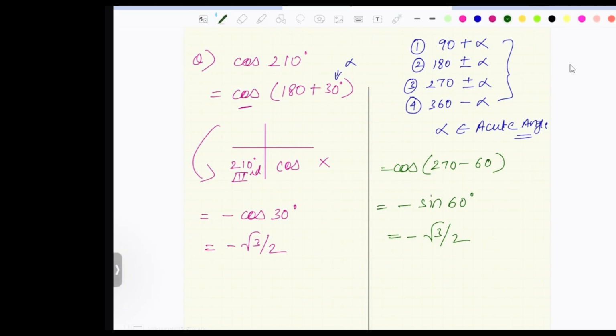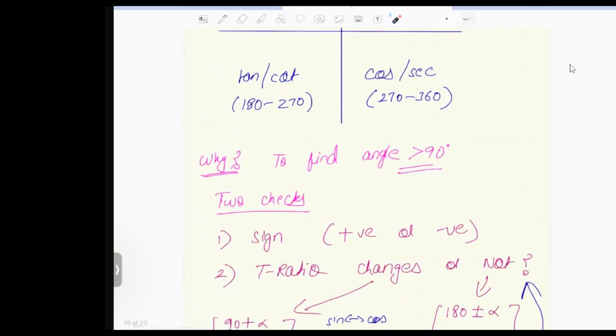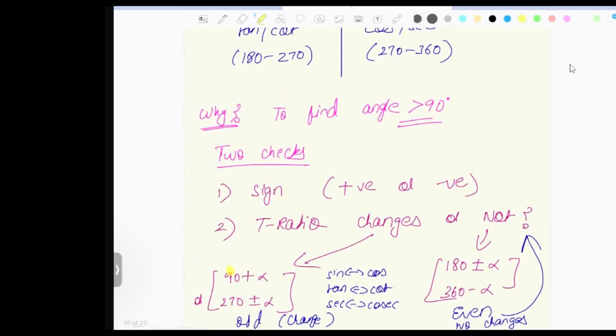Just one thing. How do you know when to change from cos to sine, tan to cotangent, whatever? Look at where the change comes. This is 270. The angle is odd. When it is odd, when you are representing it as 90 plus or 270 plus or minus, whatever, your T ratio will change. That is what I have mentioned over here. Odd means 90 and 270 are odd numbers, no? Technically it's 0, but 9 and 27. So call it odd angles.